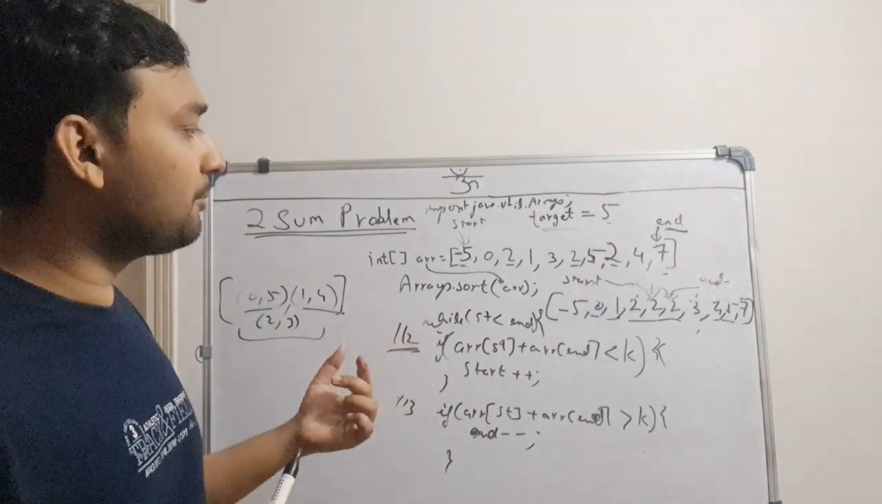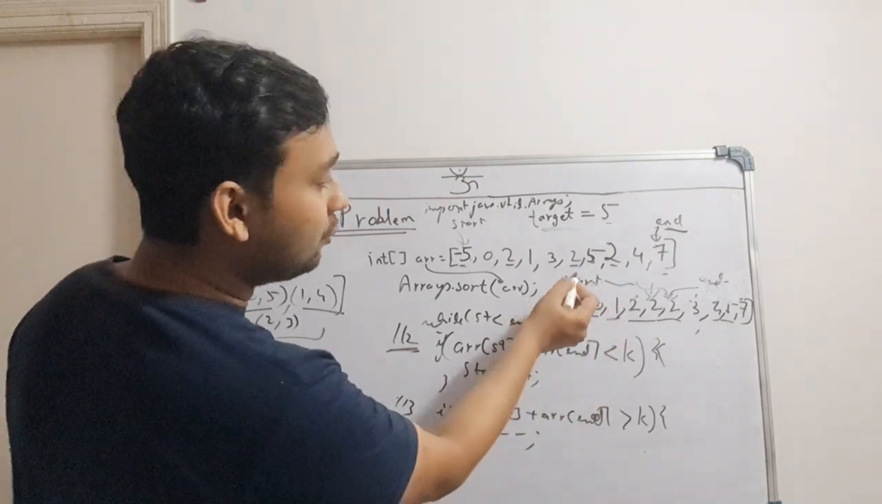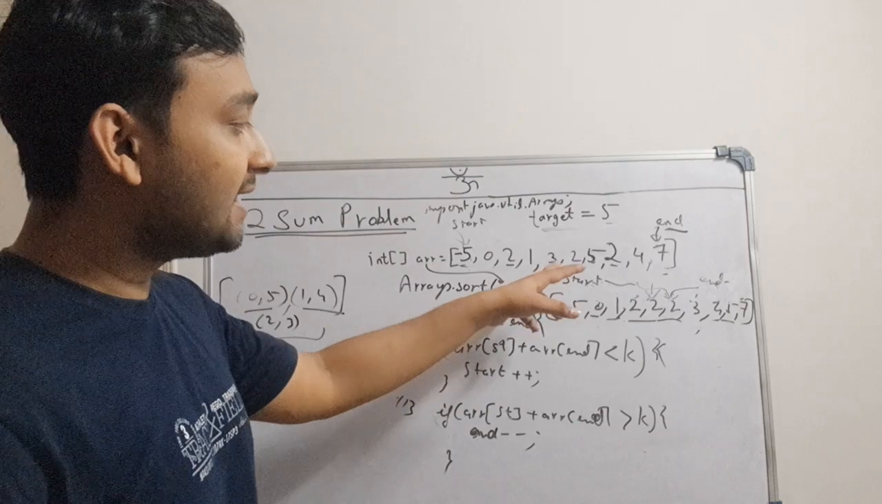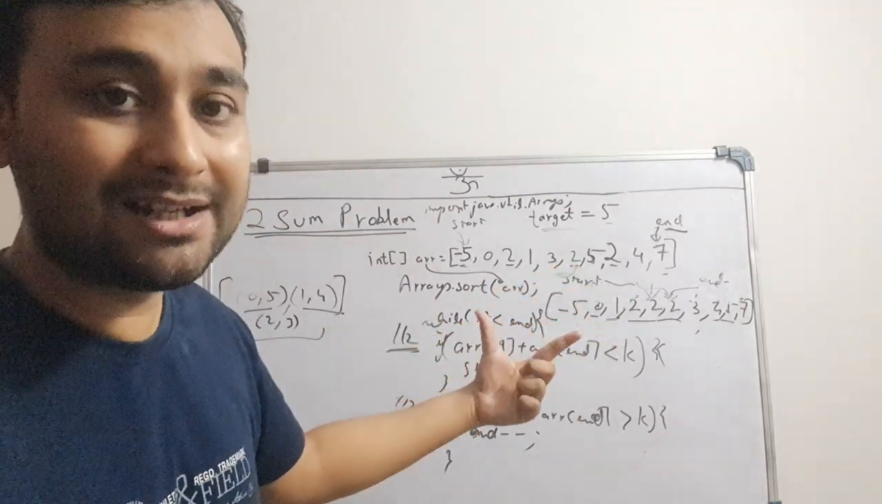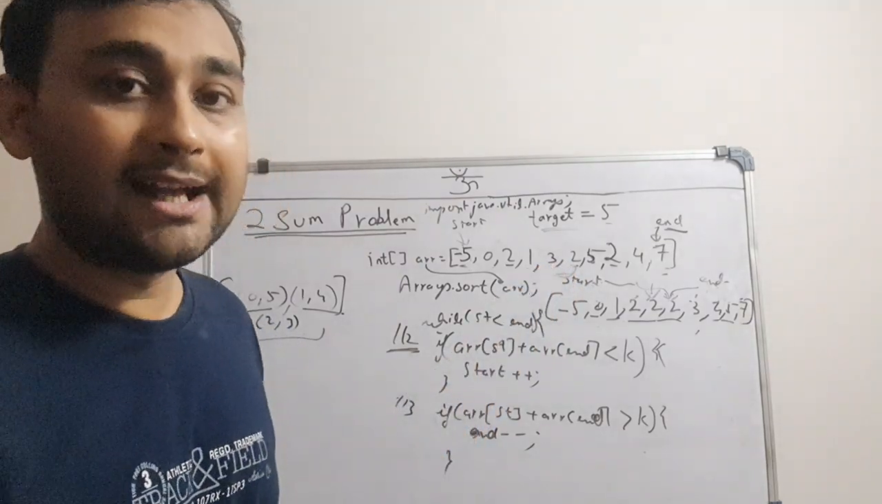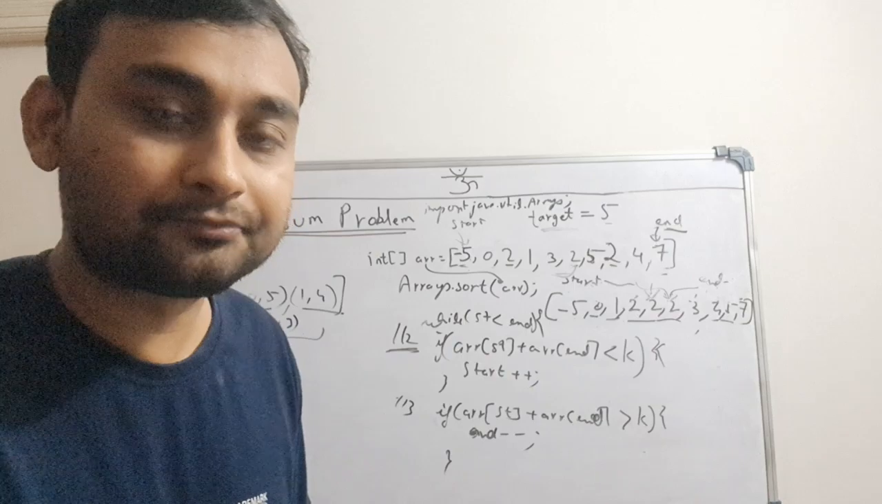So what is 3 sum problem? In the 3 sum problem, I have to add 2 numbers, okay, 3 and 2, and we have to check whether the negation of these 2 sum is present in the array or not. That means 3 plus 2 is 5. I have to check whether minus 5 is present or not, so that the sum will be equal to 0.